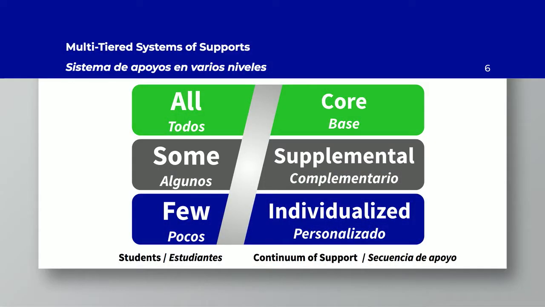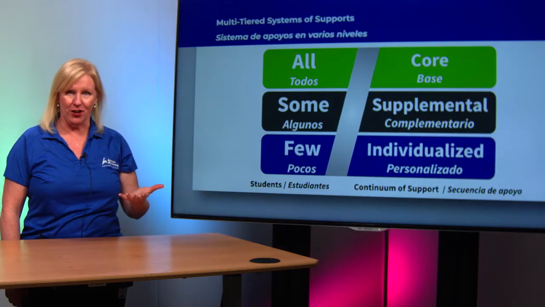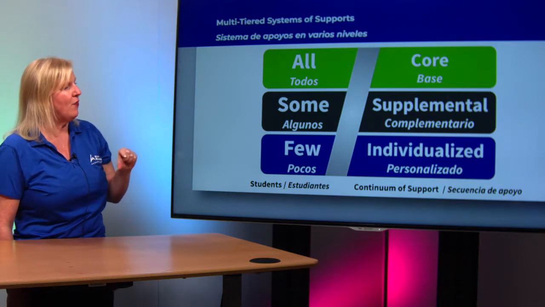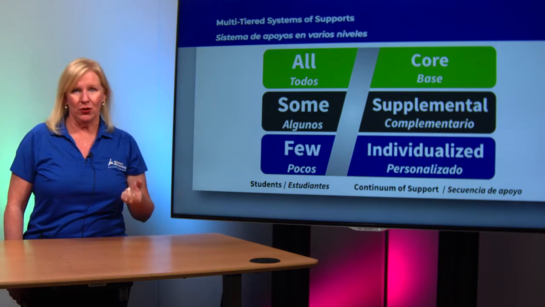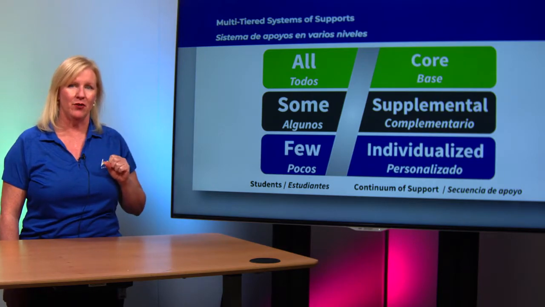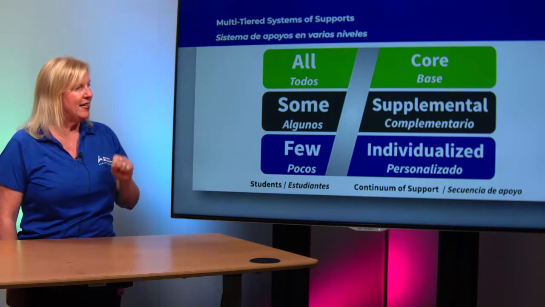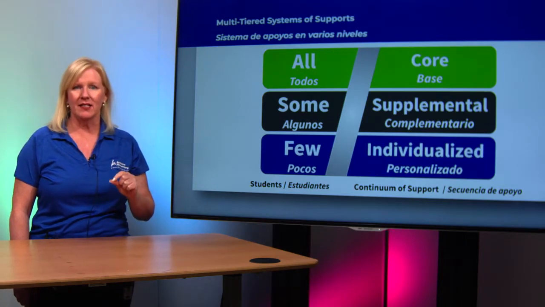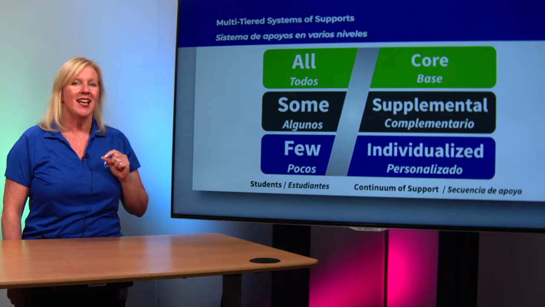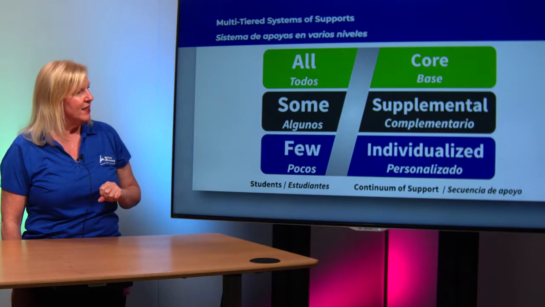In a Multi-Tiered Systems of Supports framework, we clearly identify what pertains to all students, which is the core grade level instruction. We also identify which additional supplemental supports some students may need to get on track or to meet grade level standards. Additionally, some students may need individualized, more intensive, personalized instruction, and that's what's indicated here with a few students.